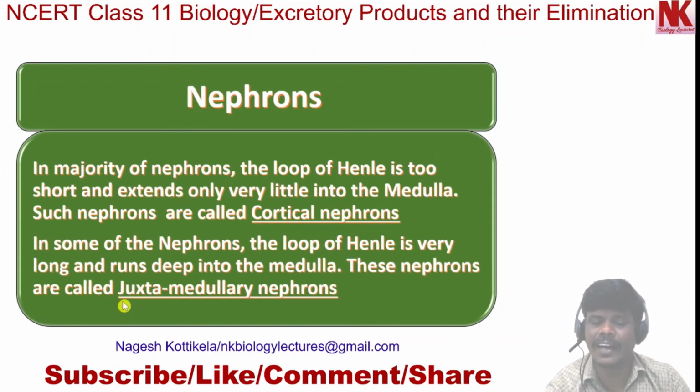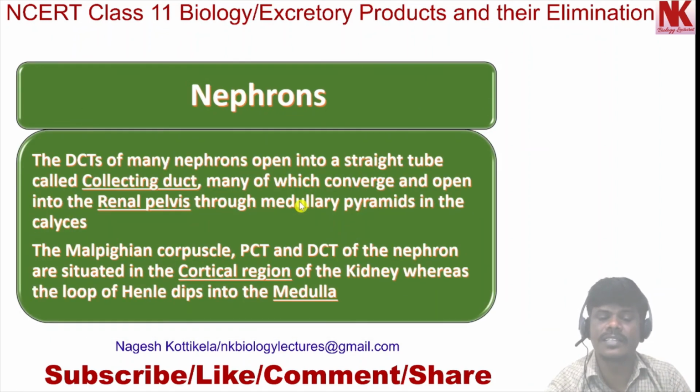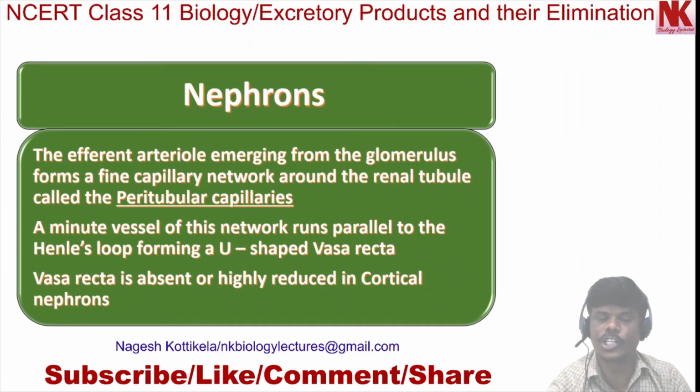You can see here in the diagram, this is a network of capillaries surrounding the loop of Henle. And here you can see a minute vessel of this network runs parallel to the loop of Henle, and this is called vasa recta. So this is about today's session.